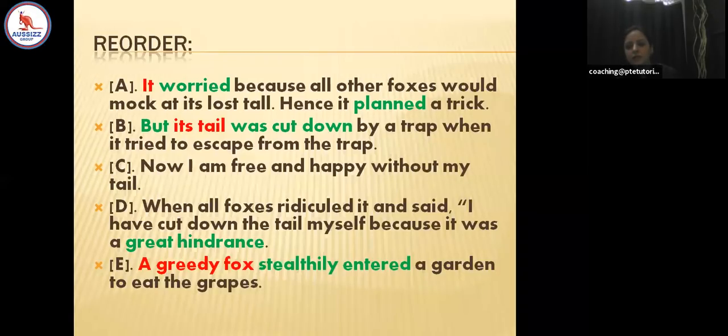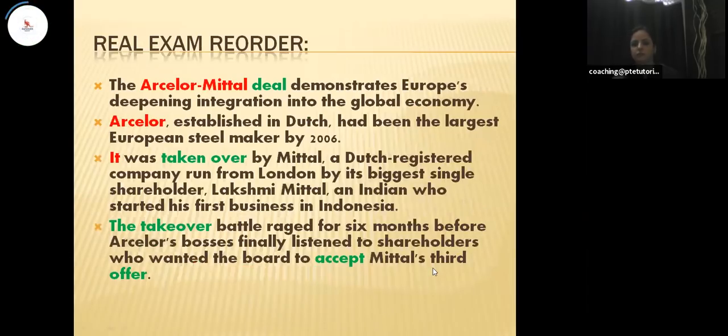Muskan has given the answer: E, B, A, D, C. Yes, correct answer. Others can also participate. They can give the answer.